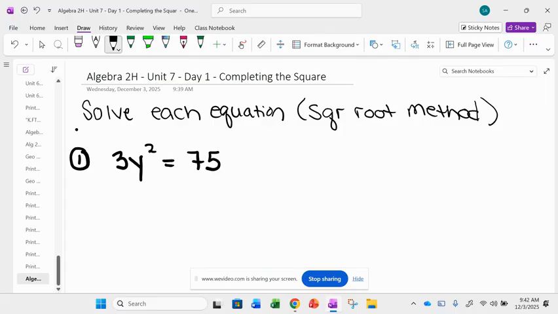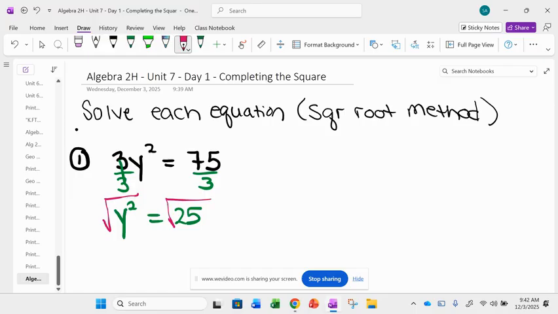Divide by 3, right? Because it's 3 times y squared, and we want to get the y squared by itself. So we're going to divide by 3 on both sides. And now we're going to have y squared equals 25. Once you get the quantity squared by itself, to undo a square, we're going to take the square root.